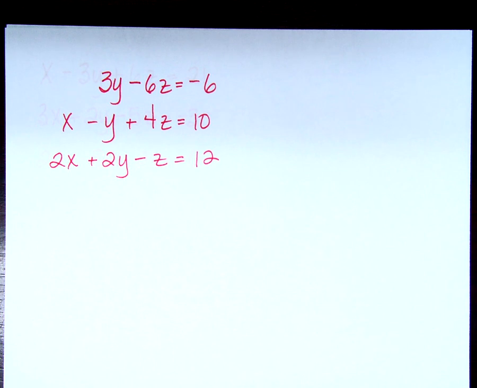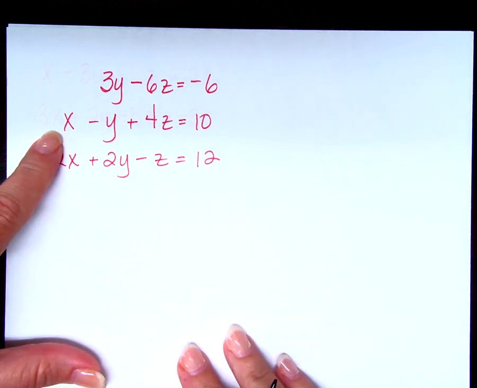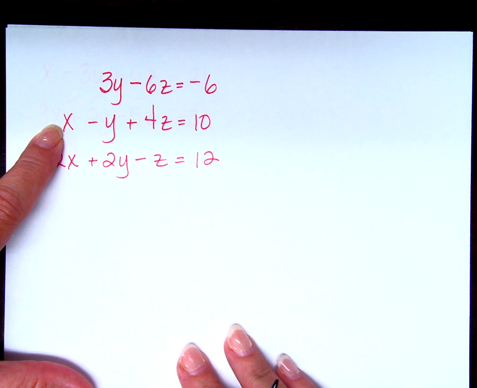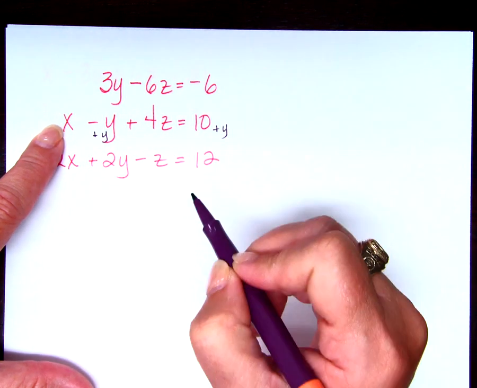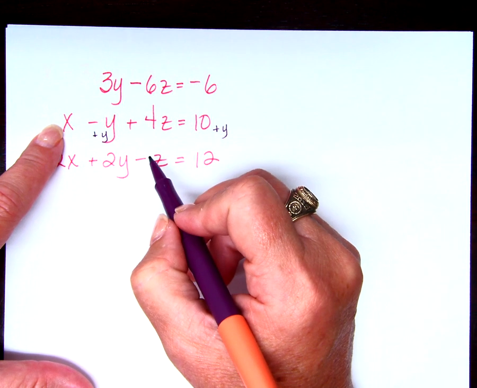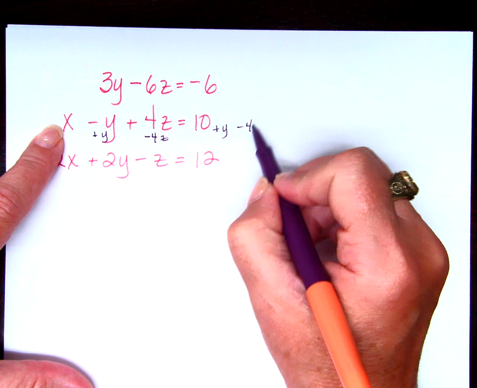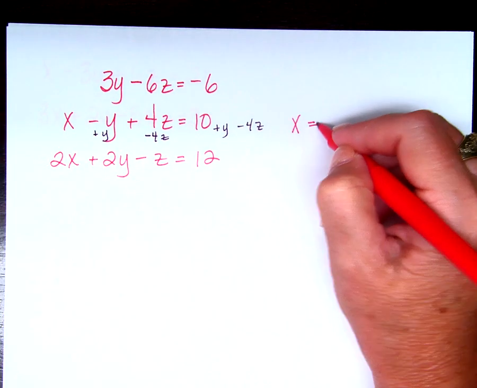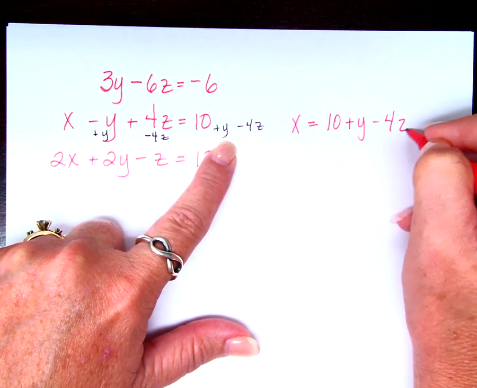Okay? So, let's start here. Which one did you say we ought to solve for? The second x. Okay, so if we're solving for the second x, how do I get that one by itself? I add y. Can I do 2 steps at one time? Are you okay with that? Then can we also subtract 4z at the same time? If I do that, what I get is x equals 10 plus y minus 4z.